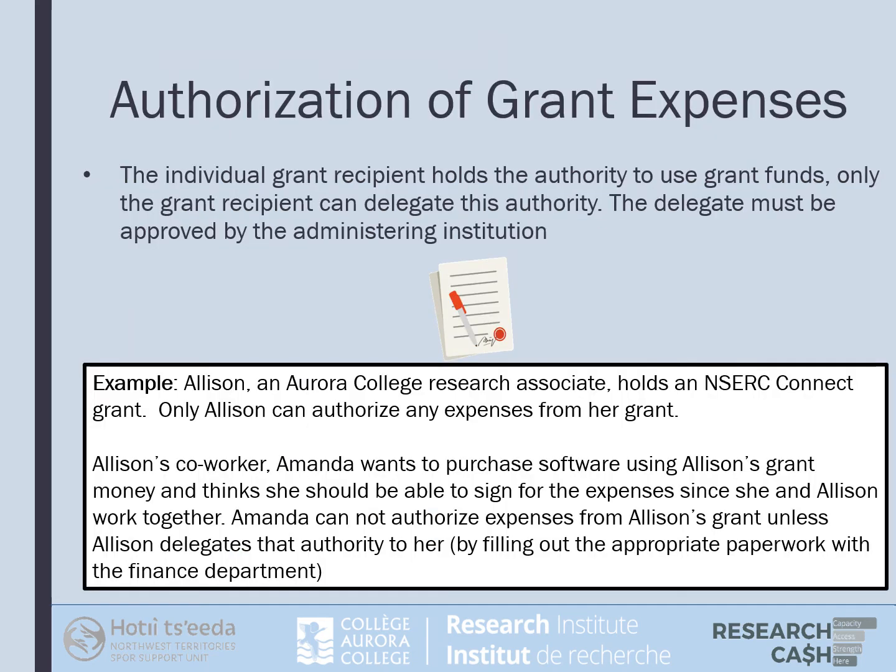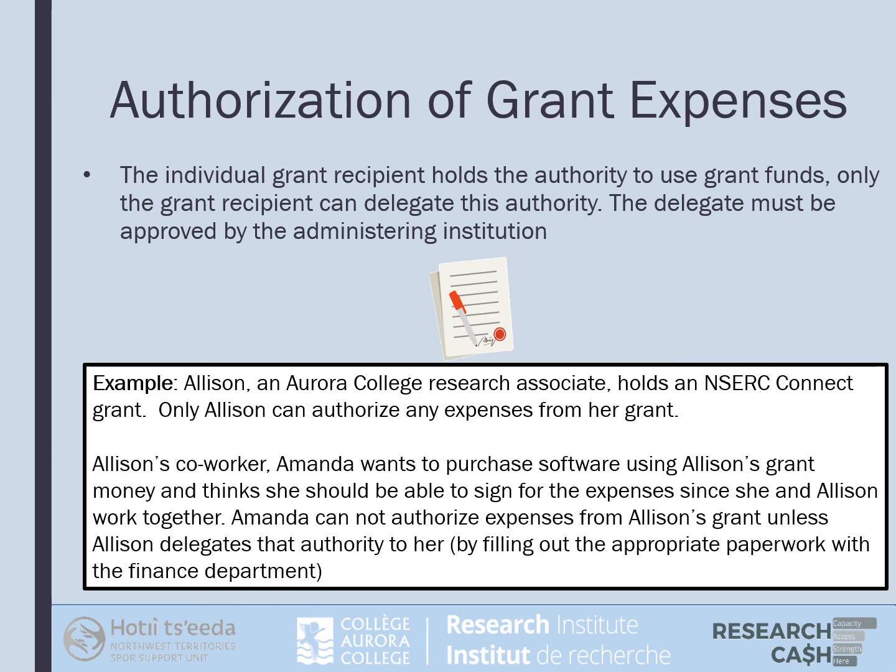So the authorization of grant expenses. The individual grant holder, that's you, has the authority on the use of funds, and only the grant holder can delegate this authority. The delegate must be approved by the administering institution.